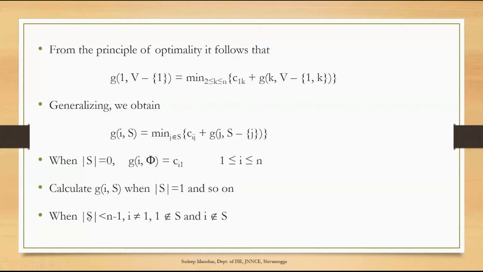To calculate g of I comma s when the cardinality of s is equal to 1, then 2, then 3 and so on. Until what do we have to calculate? Until the cardinality of s becomes equal to n minus 1. Okay. Until that you have to do. When the cardinality of S becomes n minus 1, at that point you have to consider the starting vertex as 1. Until that you are not supposed to consider I equal to 1. I is the starting vertex. If the cardinality is less than n minus 1, then I should not be equal to 1, and even 1 should not belong to this set. And even I, the starting vertex, should not belong to the set.